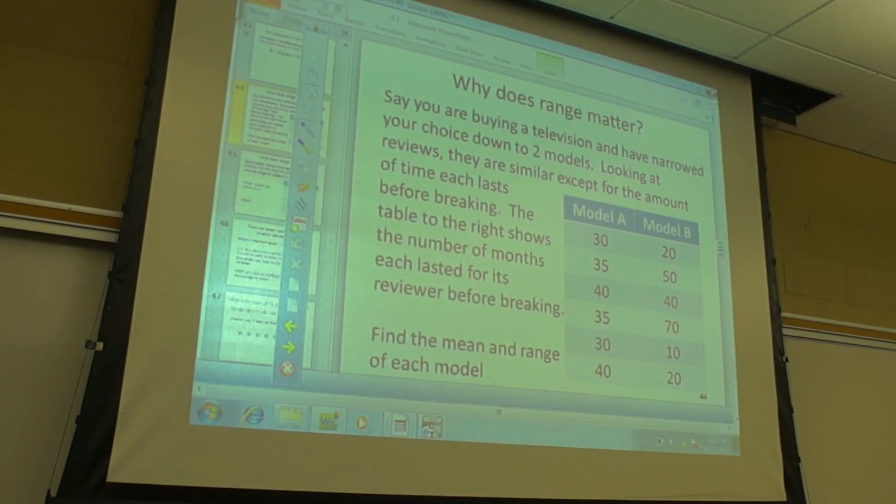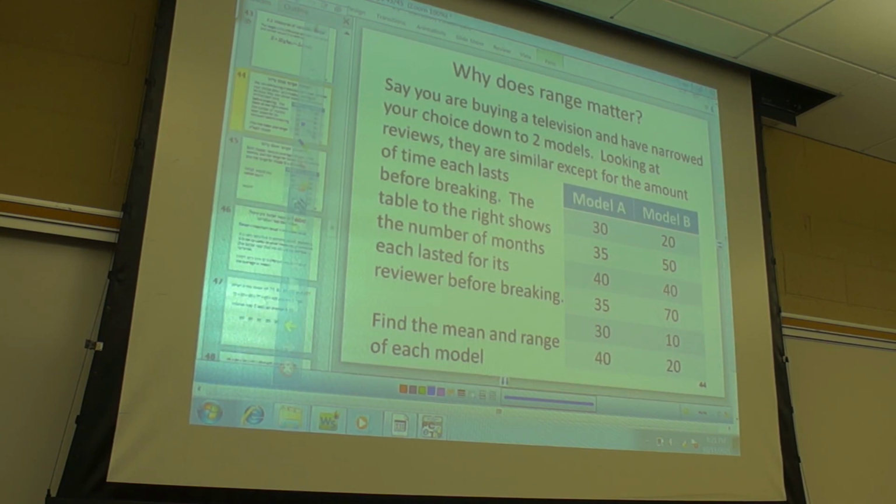Why does range matter? Lauren, go ahead and read for me. Why does range matter? Say you are buying a television and have narrowed your choice down to 2 models. Looking at reviews, they're similar except for the amount of time each lasts before breaking. The table to the right shows the number of months each lasted for its reviewer before breaking. Find the mean and range of each model.